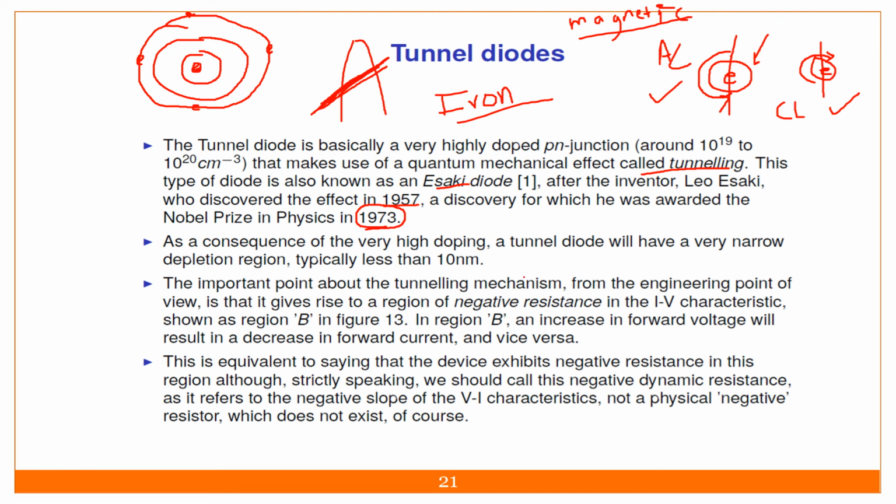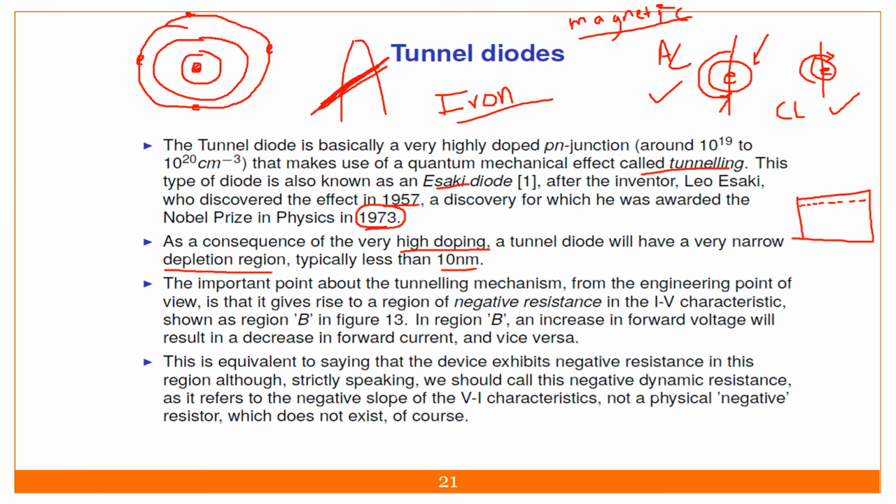If we are adding more electrons, or doping to a high concentration, then the tunnel diode will have a narrow depletion region. What do I exactly mean by narrow depletion region? It is about 10 nanometers. Suppose this is any material, silicon or germanium or GaAs. One layer is formed. It might be an electron or hole layer, depending on what kind of material we are using.